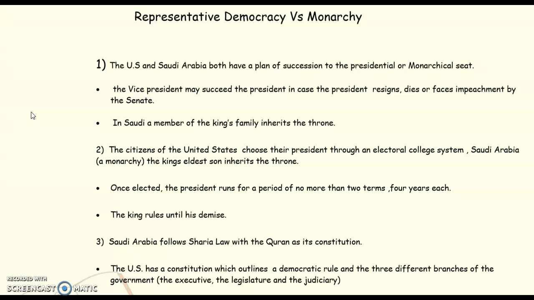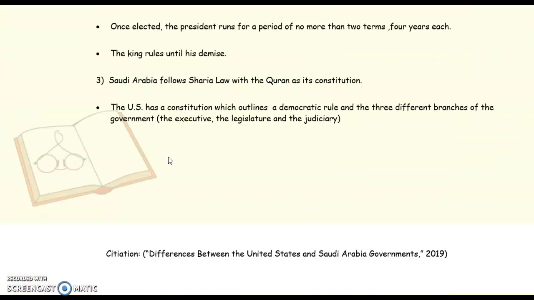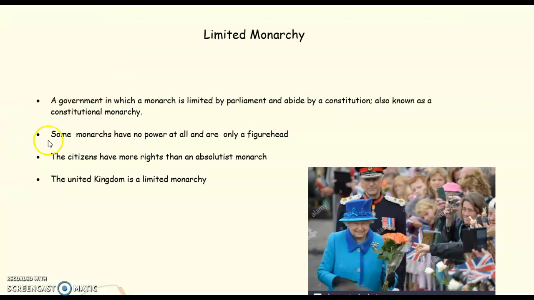Okay, so Saudi Arabia follows Sharia law with the Quran as its constitution. In the U.S., we have a constitution which outlines a democratic rule and has 3 different branches of government: the executive, the legislature, and the judiciary.